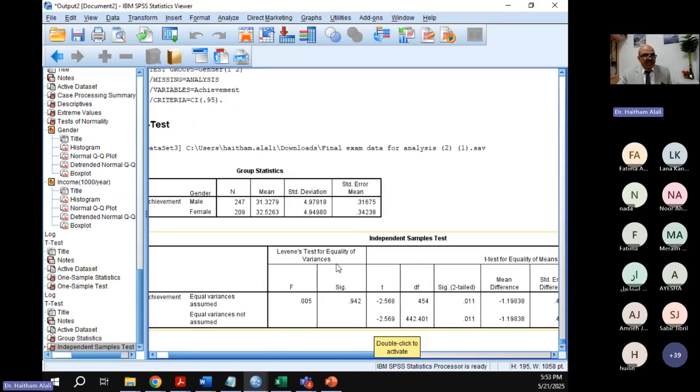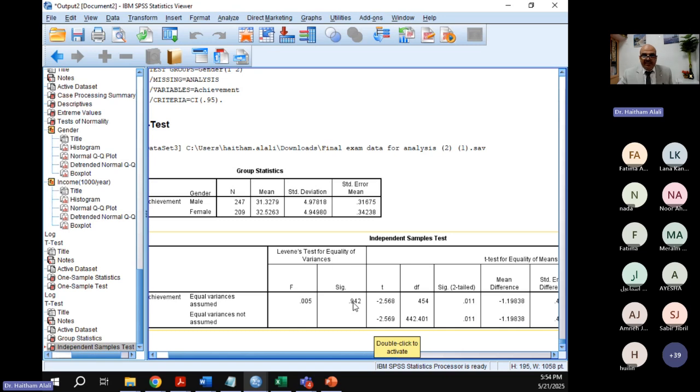We have 2 significant values here, right? Here significant and here significant. This significant is for homogeneity, not for the t-test. This is the t-test, the right side. This one is only to check the assumption of homogeneity.